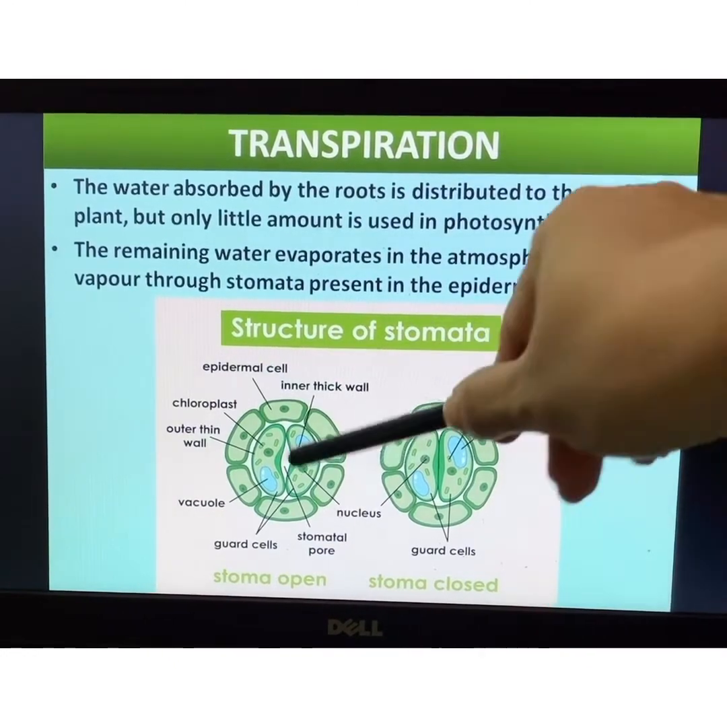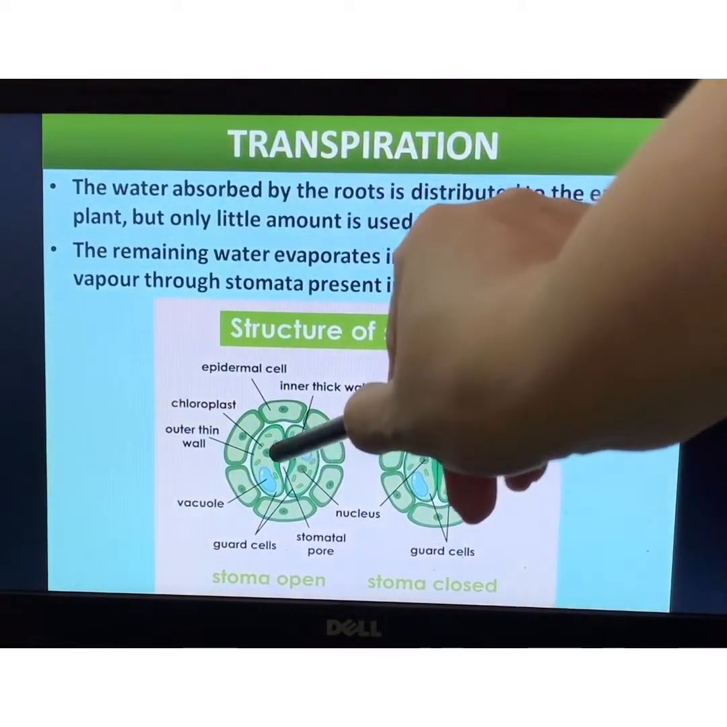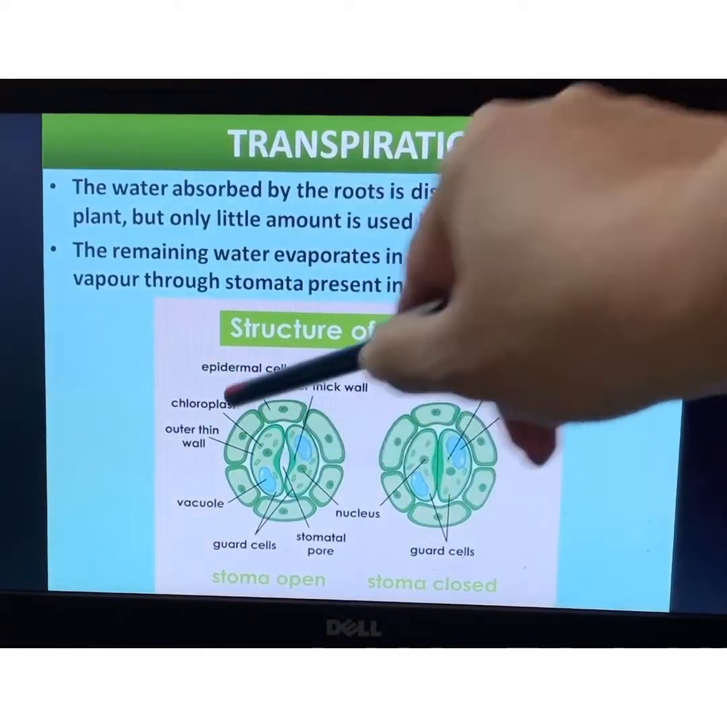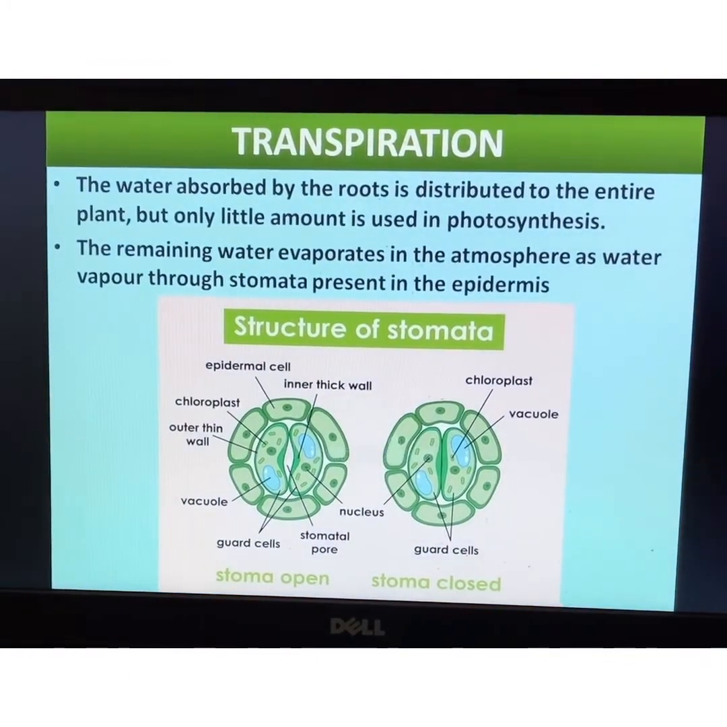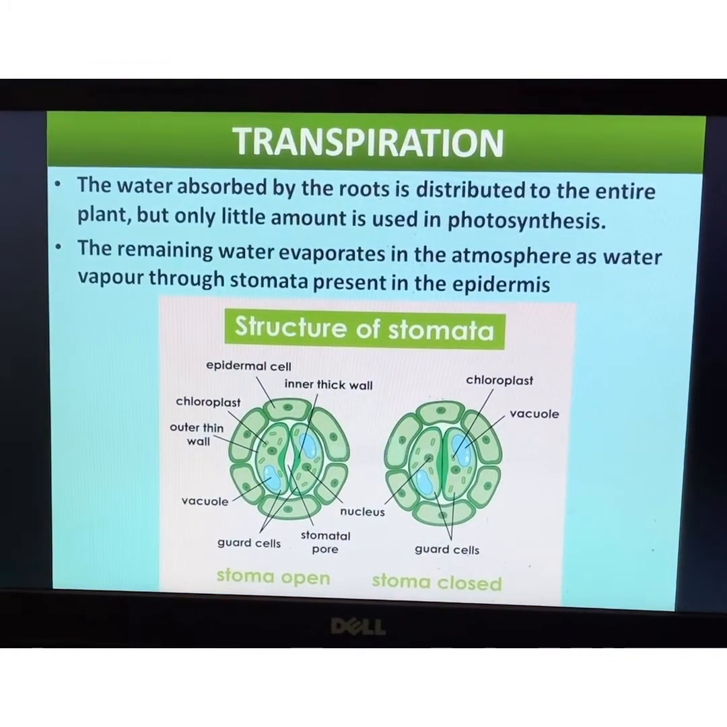So when the stomatal pore is open, the water loss happens. Now basically, why are stomata provided in the leaves? Can you recollect? I know it is difficult to even remember what was taught in the last video, but still I want you to utilize your brain for some time and try to think, why were these stomata at all provided to the leaves?